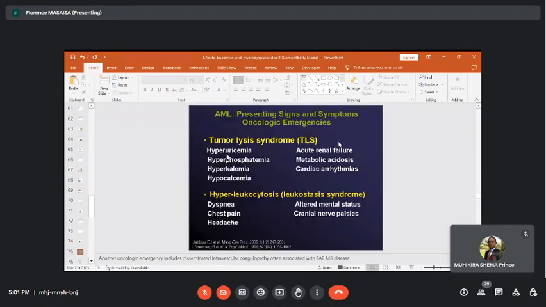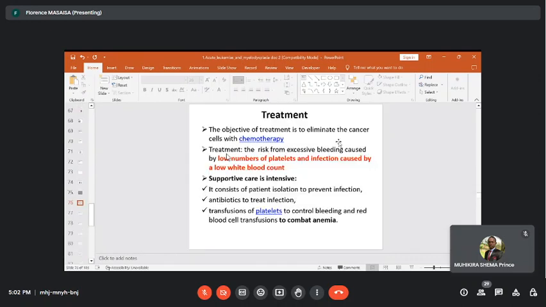So remember, when those patients come to you, they may also present with tumor lysis syndrome, which is an increase of uric acid, hyperphosphatemia, hyperkalemia, and hypocalcemia. They may cause acute renal failure, metabolic acidosis, and cardiac arrhythmia. They may also present with hyperleukocytosis, dyspnea, and so on.